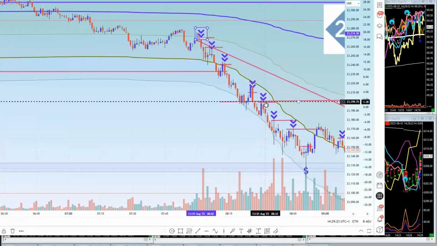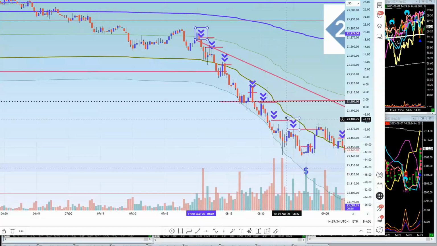Sure. Next trade that rejects is 23,200. If I sell at 23,199 and put my stops above, do I make any money? Sure. Next price that rejects is 180. If I sell at 23,179 and put my stops above, do I make some money? Sure. Next trade that rejected was the 23,170.